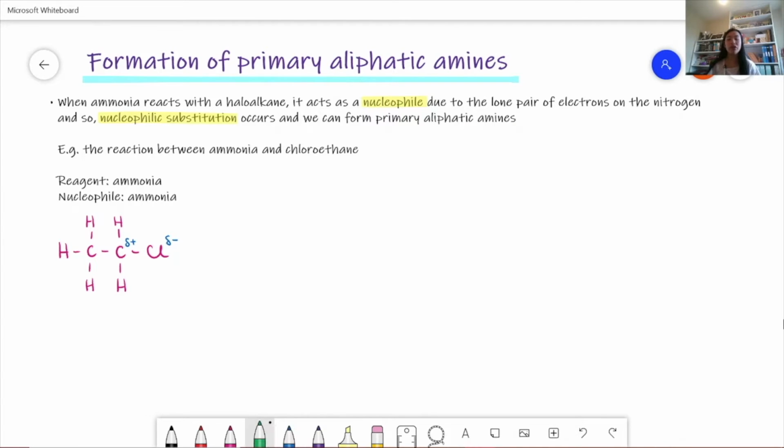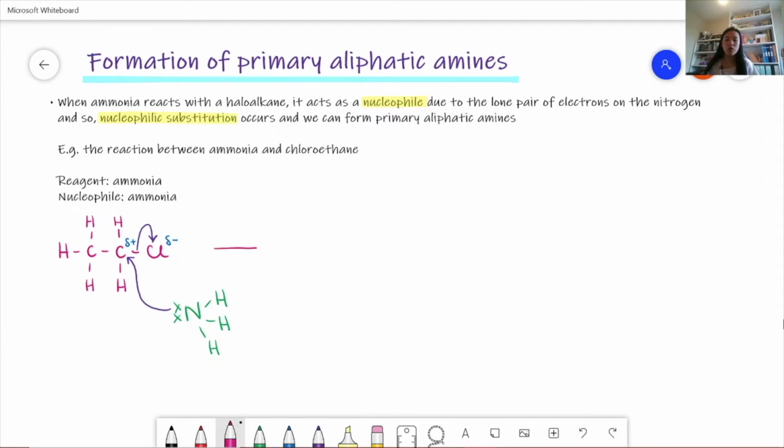And now we have the nucleophile, which is attacking. So we have ammonia, and that's NH3. We also have the lone pair of electrons on the nitrogen. It's because of these two electrons that ammonia can act as a nucleophile, because it's attracted to the partially positive carbon, and so it attacks that carbon. Then because we have incoming electrons, the electrons from this covalent bond feel a repulsion and move towards the chlorine, and this is how we get rid of the chlorine.